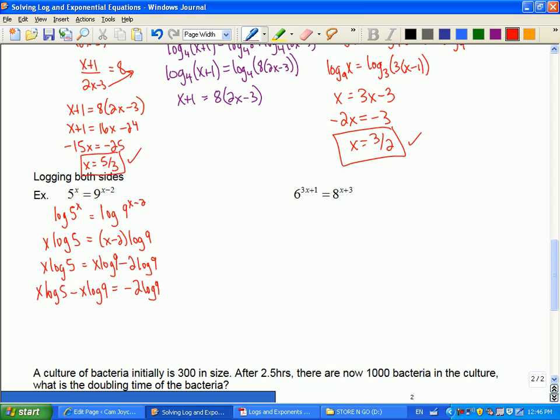Now how am I going to get x by itself? What can I do? I've got two x's and you're... Yeah, factor it. So if I factor it, now I only have one x in this problem. So I can solve for it. Just divide by log 5 minus log 9.